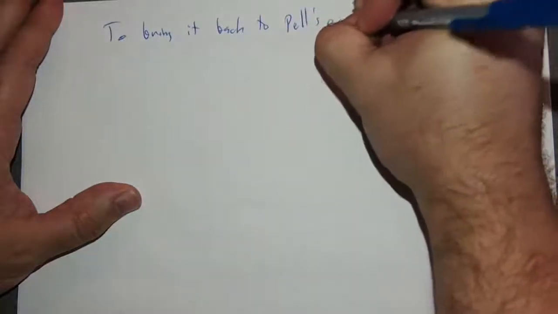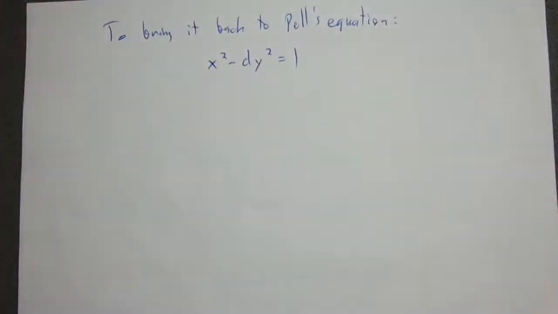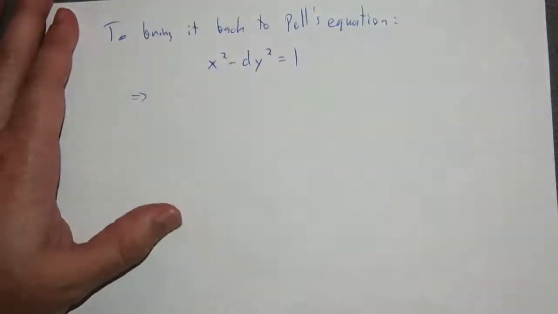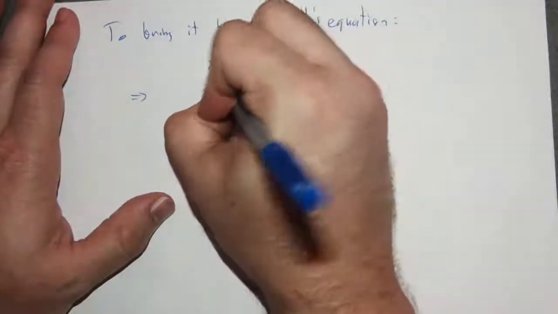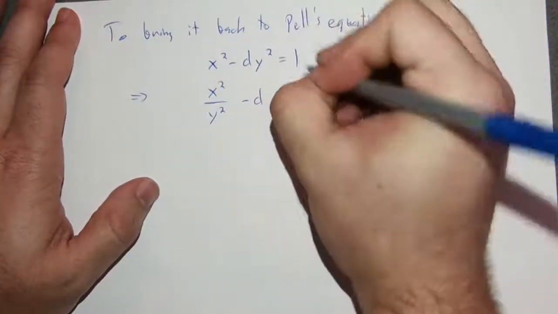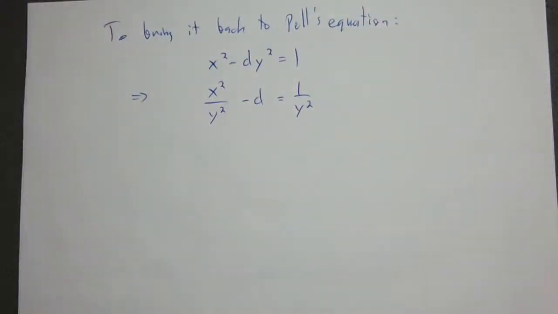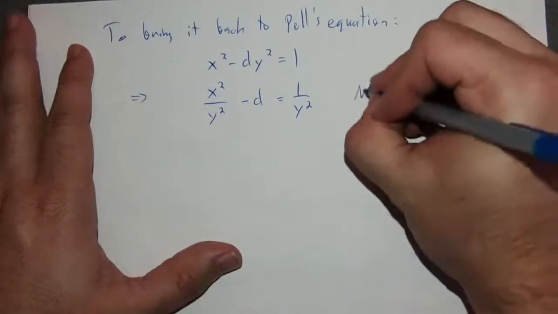All right, so we have x squared minus d y squared is equal to 1, where d is some positive integer that's not a square. We can rewrite this as x squared over y squared minus d is equal to 1 over y squared. I divide both sides of the equation by y squared. That's what I get.